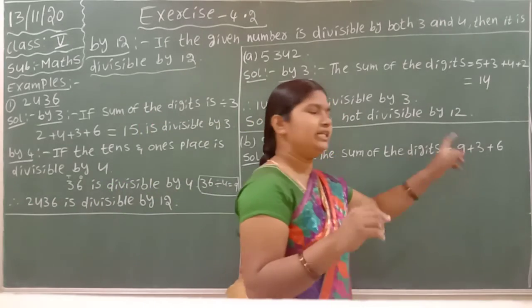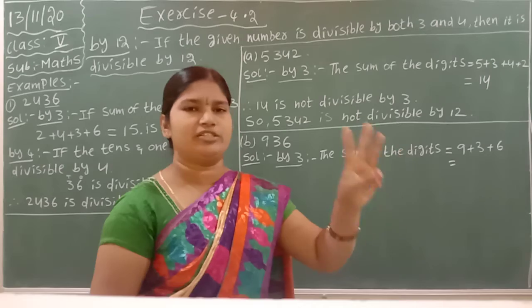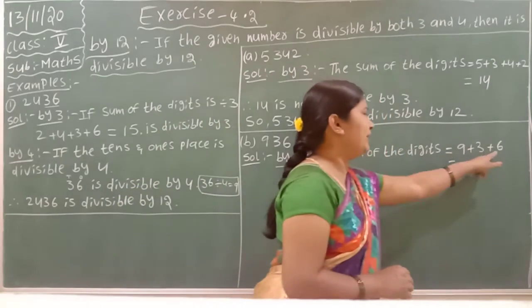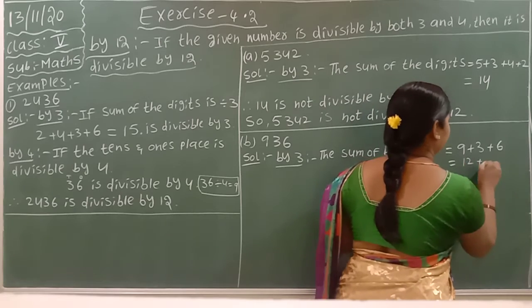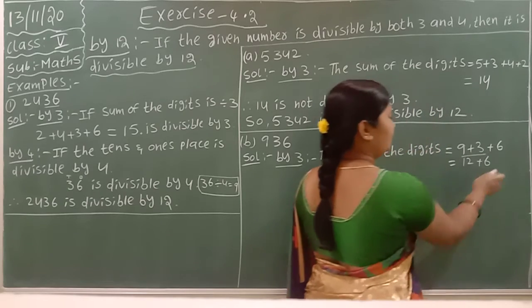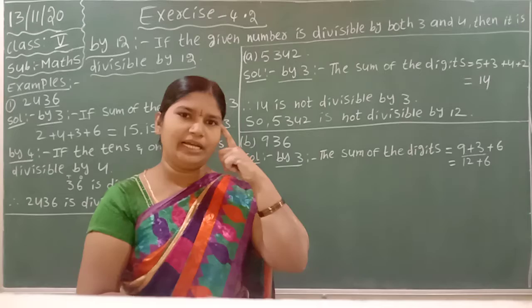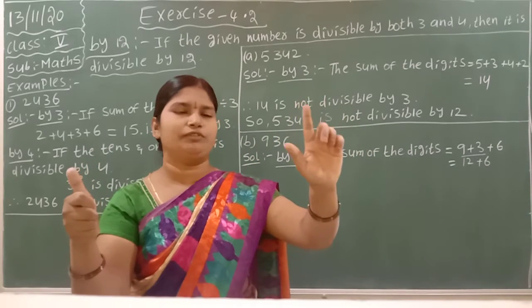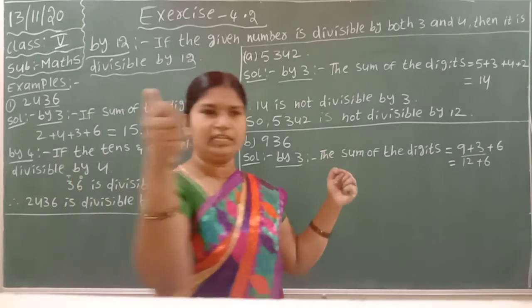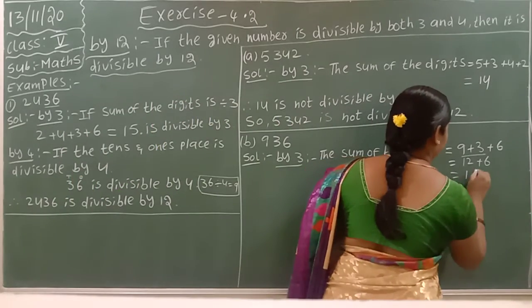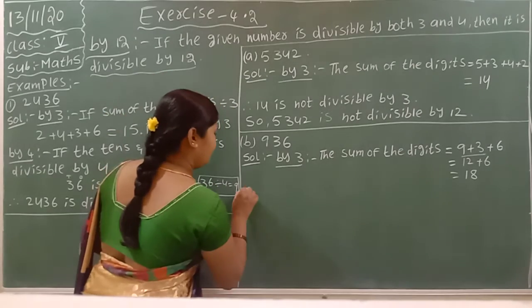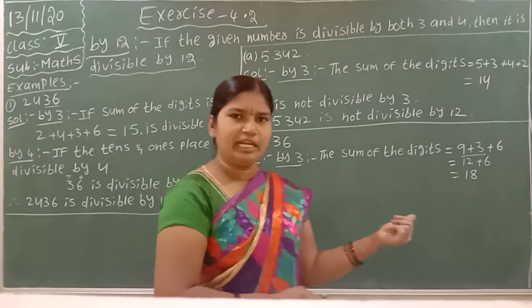9 plus 3. 9 in the mind, take 3 fingers. 9, after that 10, 11, 12. 12 plus 6 again. 12 in the mind, take 6 fingers. 12, after that 13, 14, 15, 16, 17, 18. Okay. Therefore, 18 will come in the 3 table.